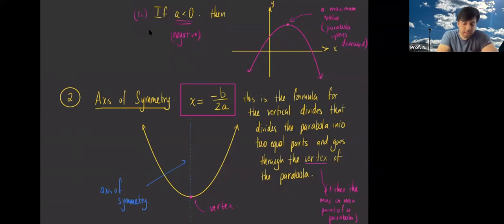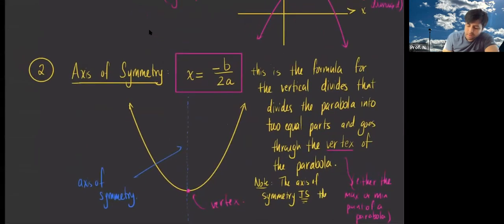That's another thing we can find out based upon the general form: the axis of symmetry. So not only does it divide the graph in half by going through the vertex as a vertical line, note, the axis of symmetry is, I'm going to put this in capital letters, the x-coordinate of the vertex.